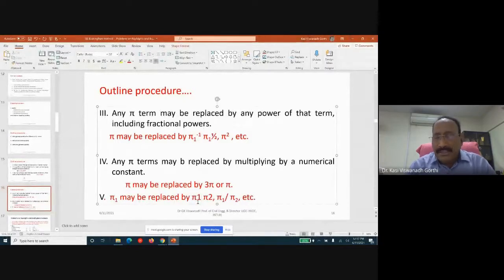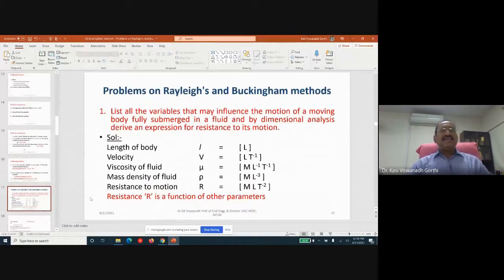Pi 1 may be replaced by pi 1 into pi 2, or pi 1 by pi 2, and so on. So this is how there is flexibility, because we are establishing only a functional relationship between the dependent and independent variables.